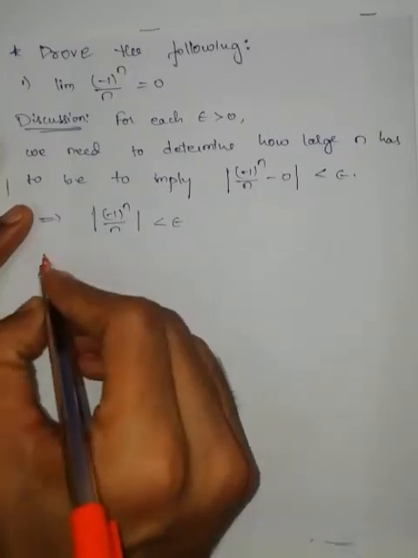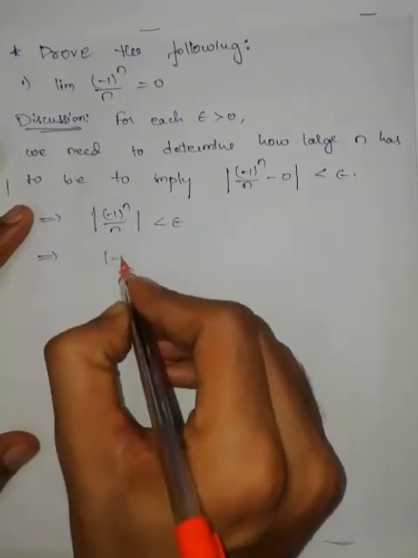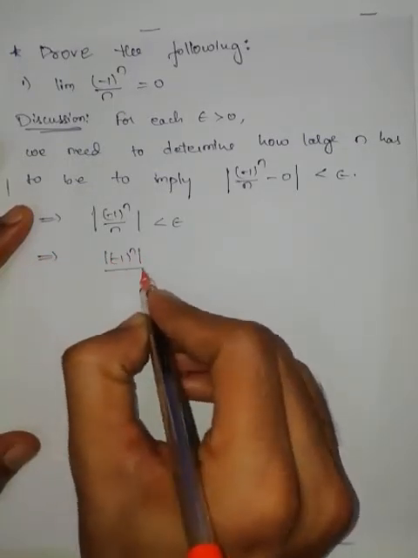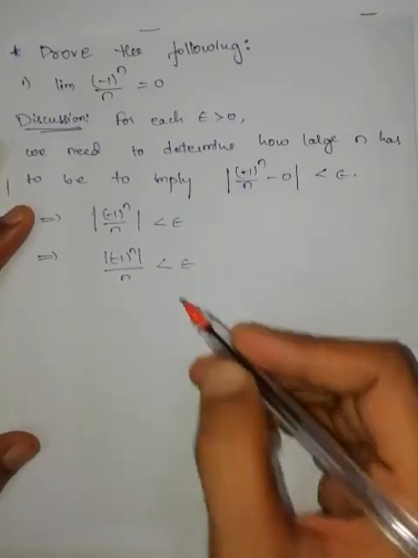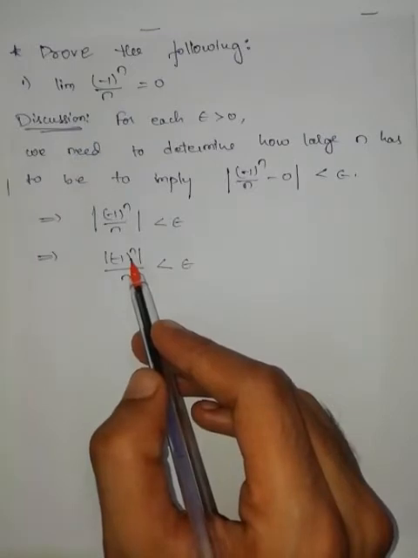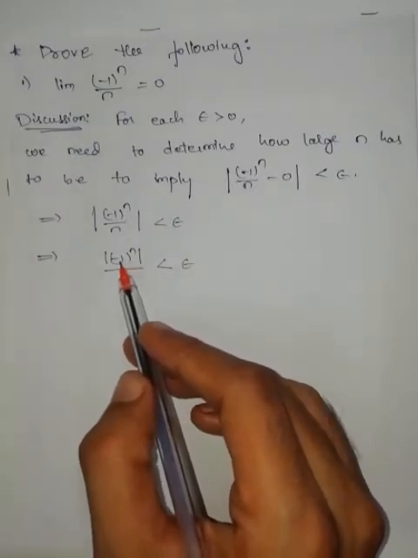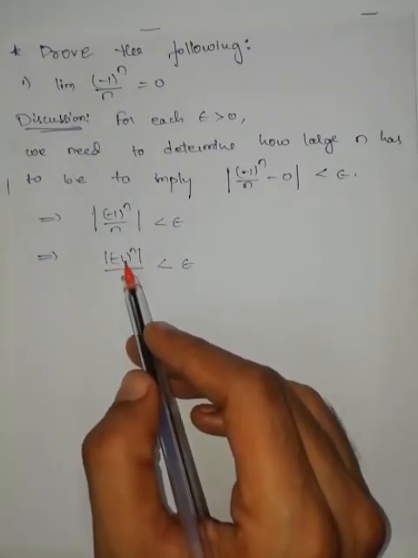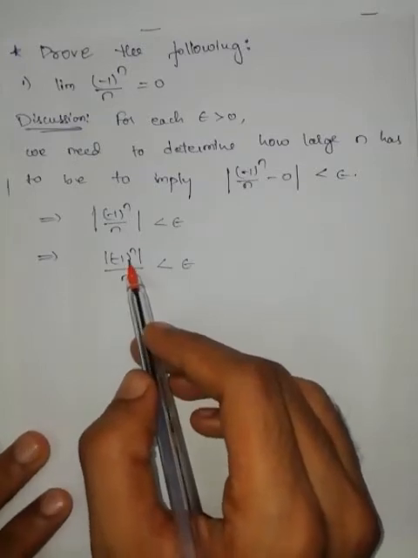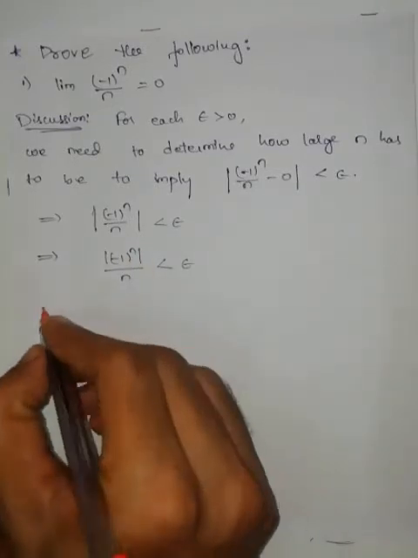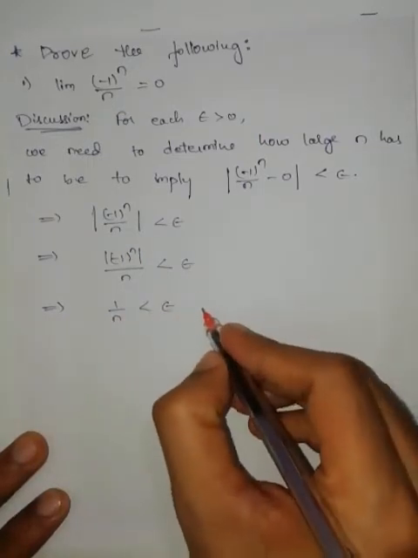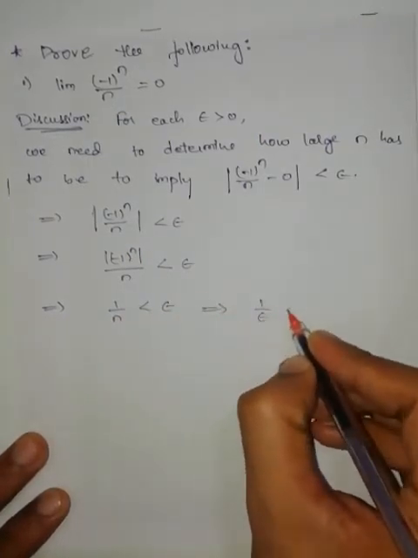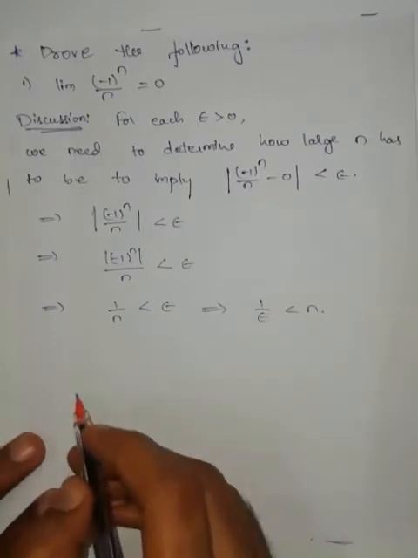This implies modulus of minus 1 to the power of n by n. Since n is positive, I can write modulus of n is n. Now, if n is odd, we will get minus 1. If n is even, we will get 1. In both cases, the modulus of that value is 1. So 1 by n is less than epsilon. This implies 1 by epsilon is less than n.